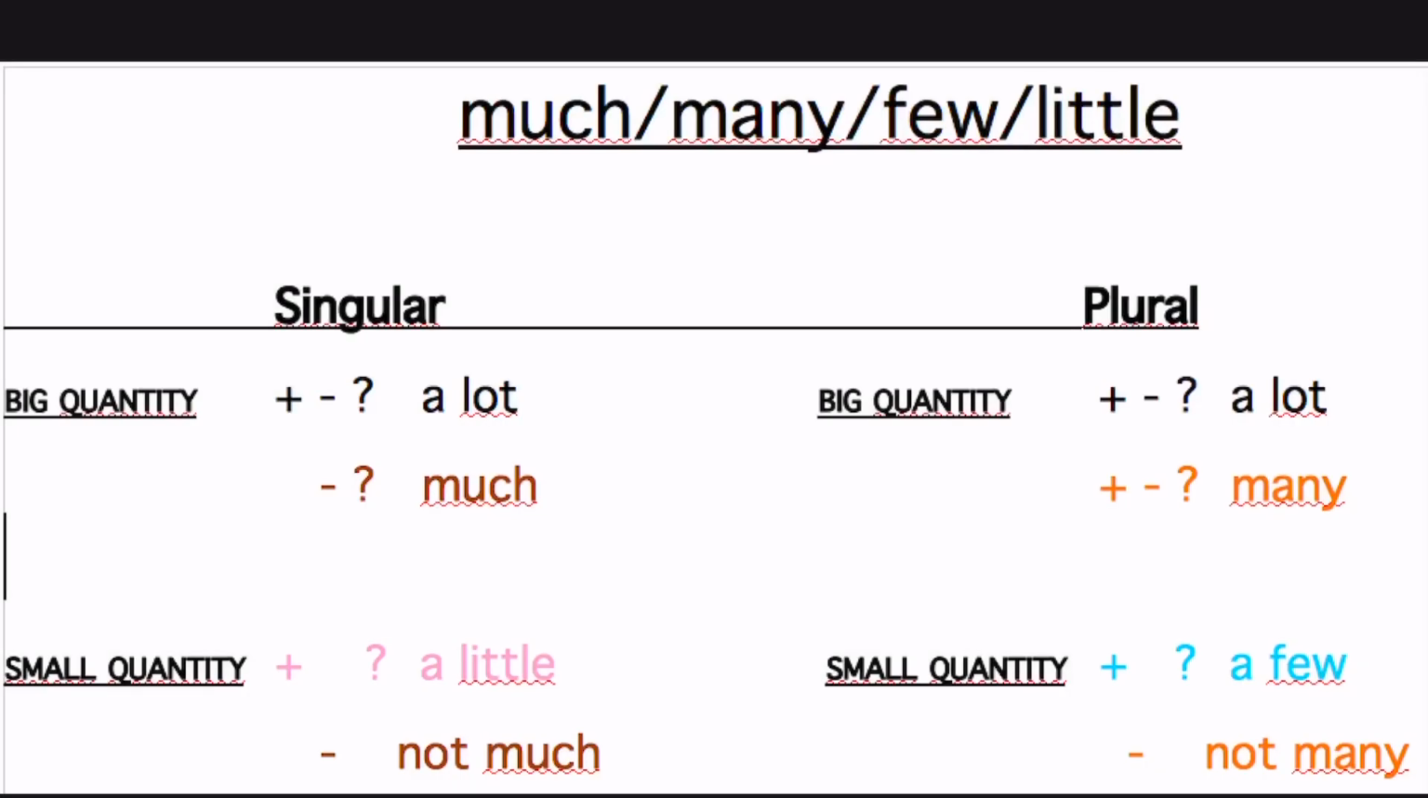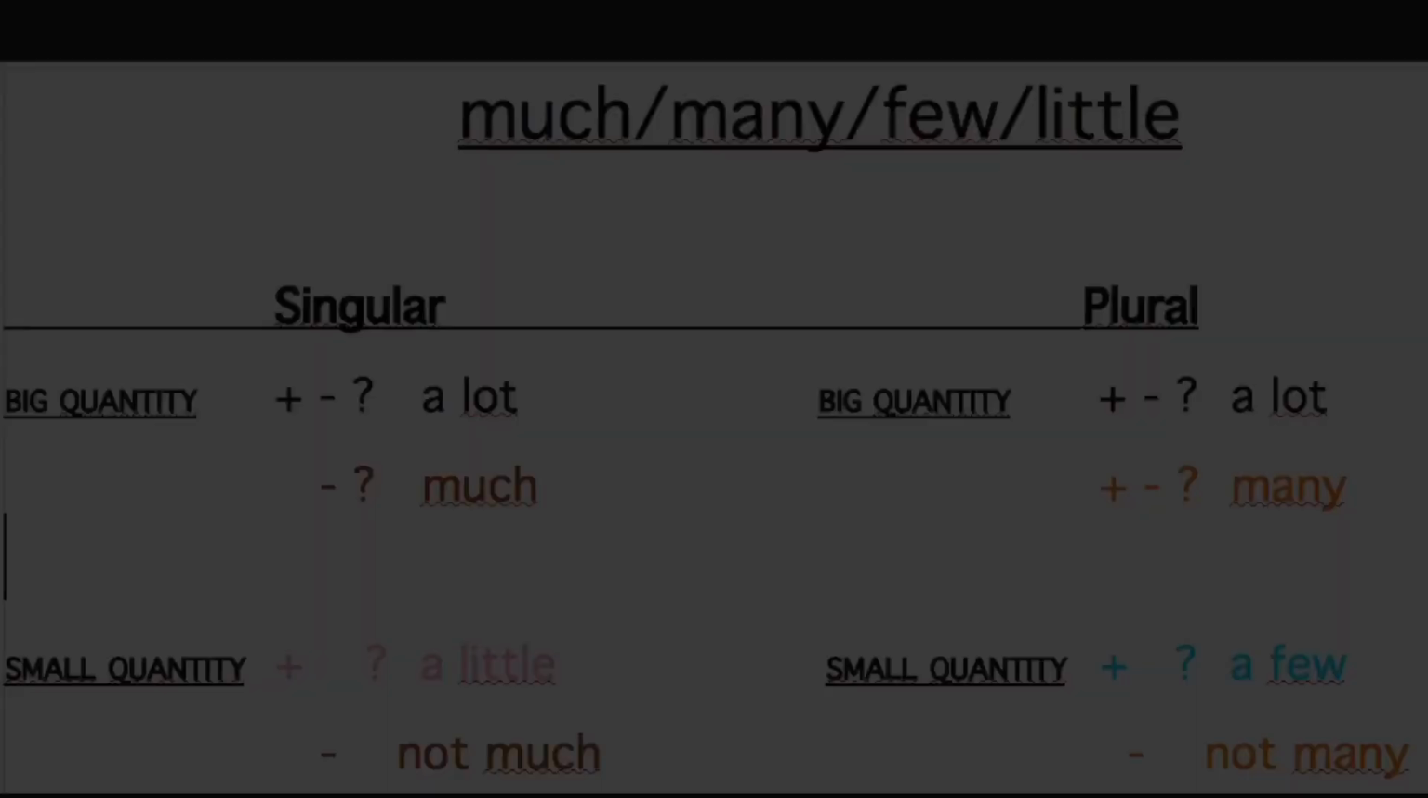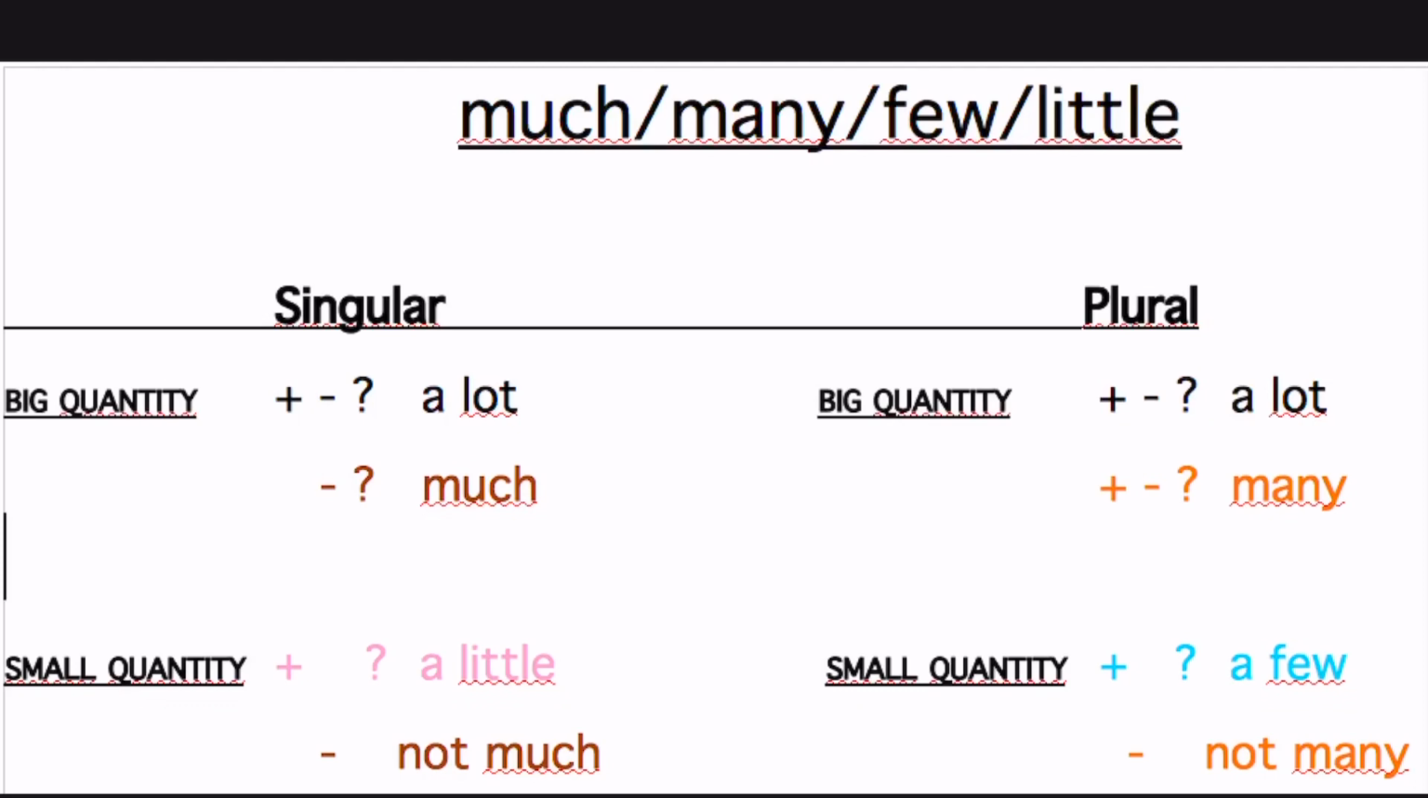Now, to speak about small quantities, in the affirmative and in the interrogative, we say a little for singular or uncountable nouns, whilst for the negative, we say not much, as I had already mentioned earlier. I have a little chocolate. I don't have much chocolate. Do we have a little chocolate? We could also ask, do we have much chocolate? So these are interchangeable.